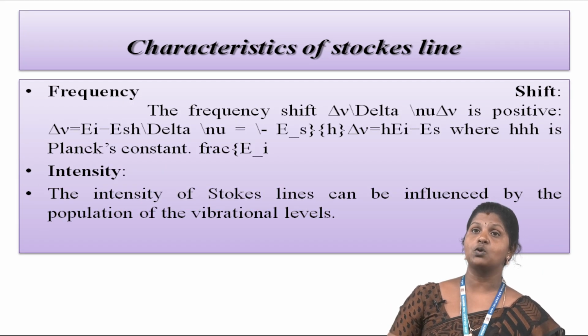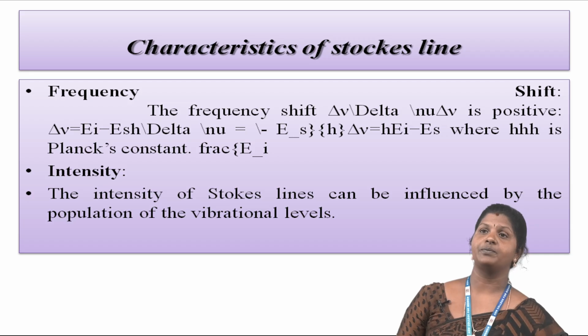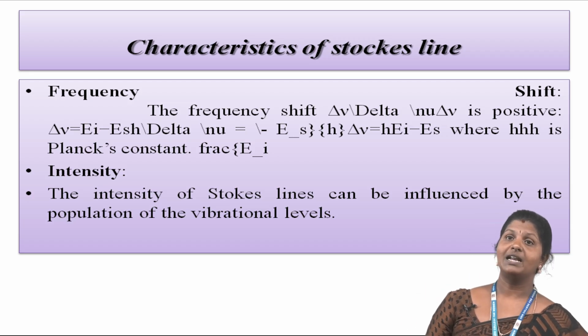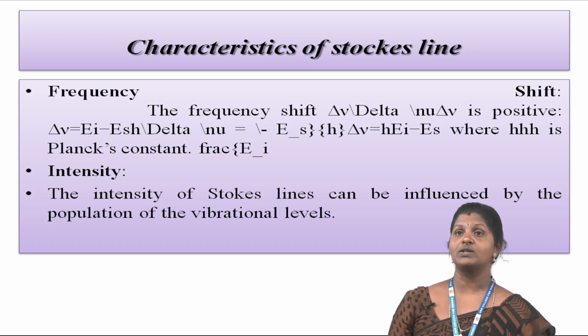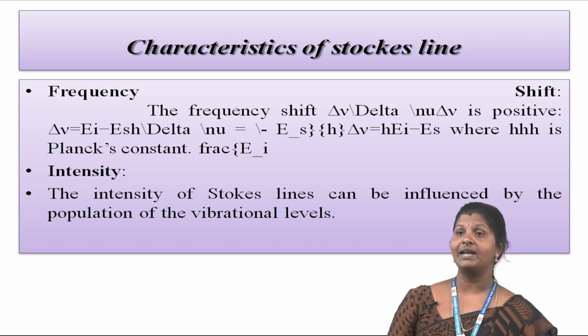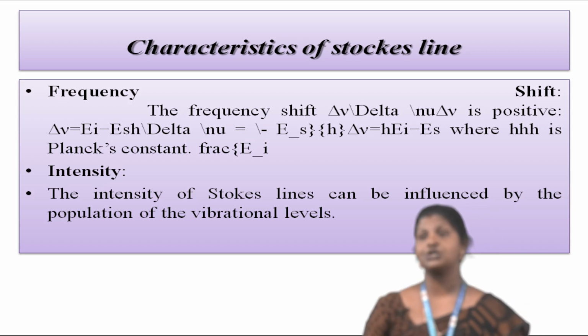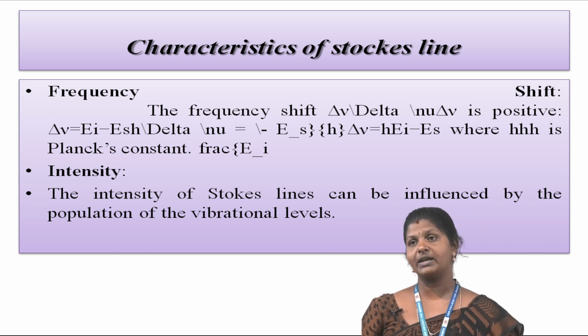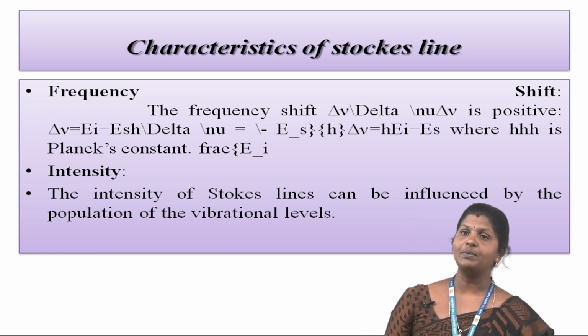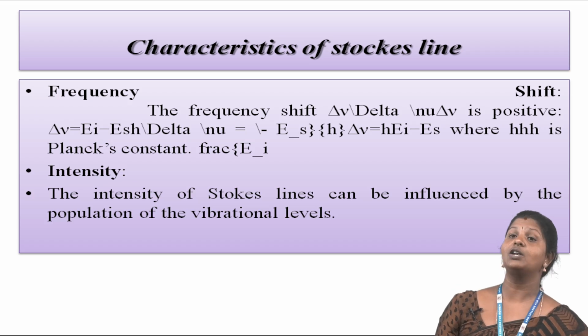The characteristic of the Stokes line is the frequency shift. Delta nu is equal to E_i minus E_s over h, where h is the Planck constant. The intensity of the Stokes line can be influenced by the population of the vibrational levels. Higher intensity is often observed in lower temperature samples because more molecules are in the lower energy state.